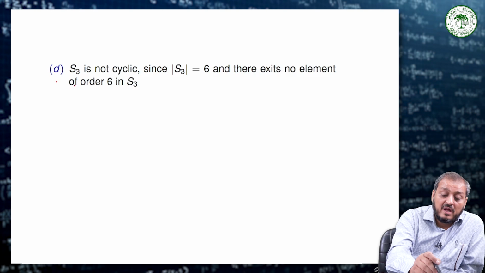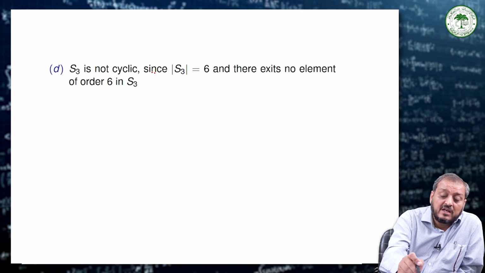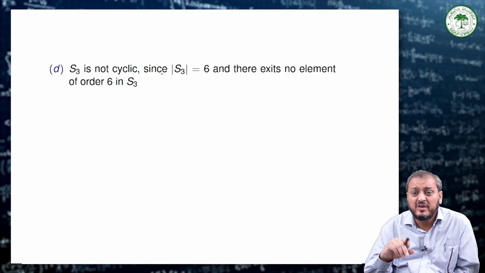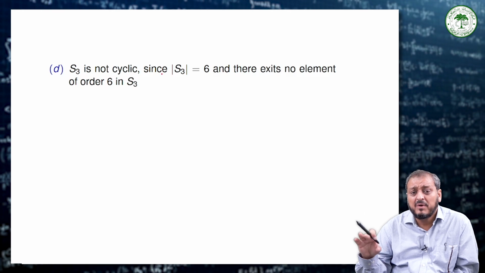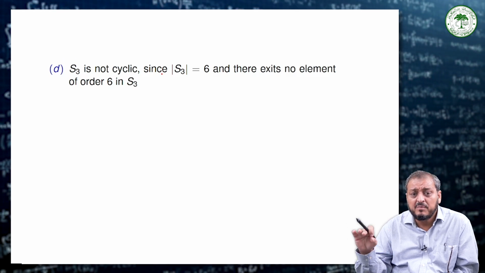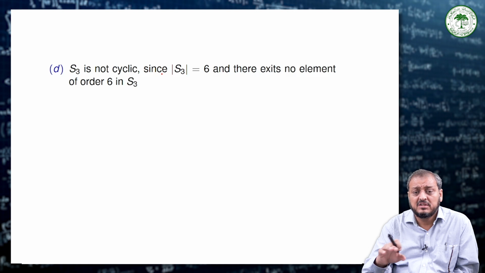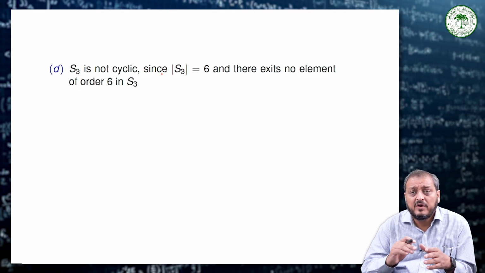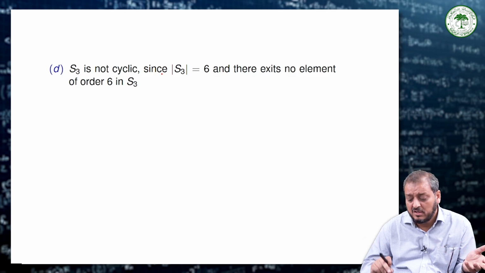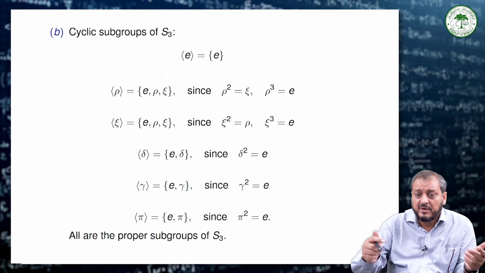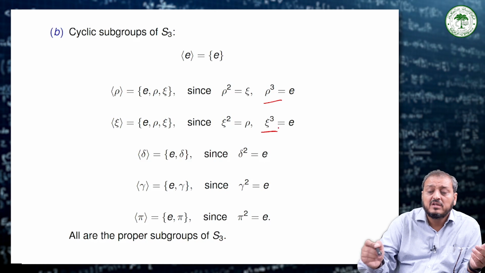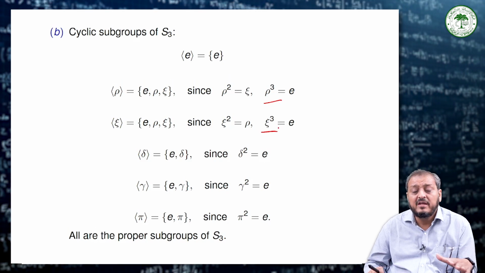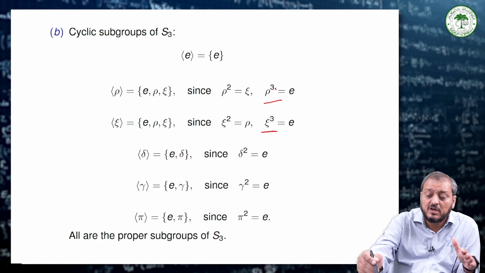S3 itself is not cyclic, though these proper cyclic subgroups exist. S3 is not cyclic, since the order of S3 is 6, but there exists no element of order 6 in S3. So clearly we cannot find any element whose order is 6, because the maximum order is 3. So clearly the order of rho is 3.